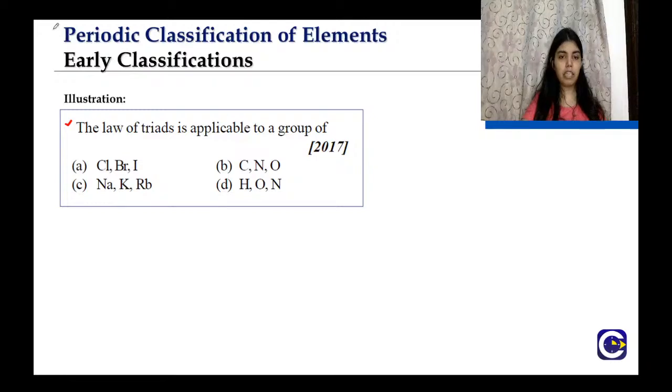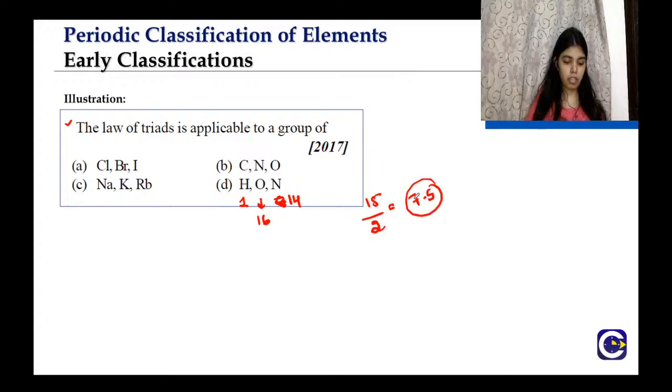Okay, Sarayu is saying D. No. Check your answer once. Hydrogen is basically what? Remember the series that was given by Daubinier. Hydrogen is 1, nitrogen is 14, and oxygen is what basically? 16, right? So this will be 1 plus 14, 15 divided by 2, that will be equal to basically 7.5, which is not equal to 16.